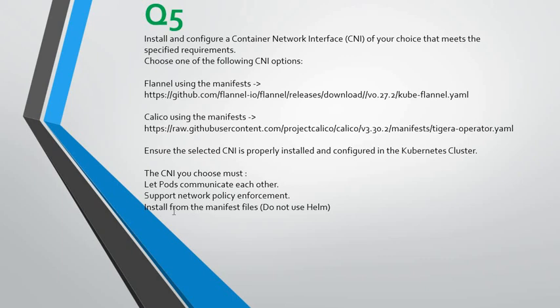Install from the manifest file. The manifest file is given, the URL is given, and you have to use this URL to install. You cannot use Helm. This is the condition. Before going further, you should read the question carefully and know that Flannel does not support network policy enforcement, so you have to install Calico.